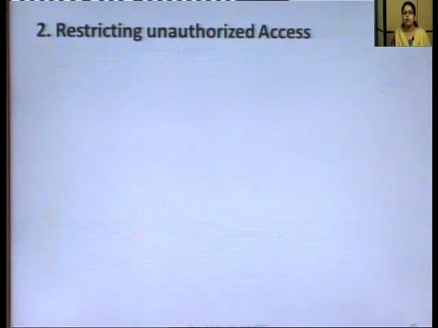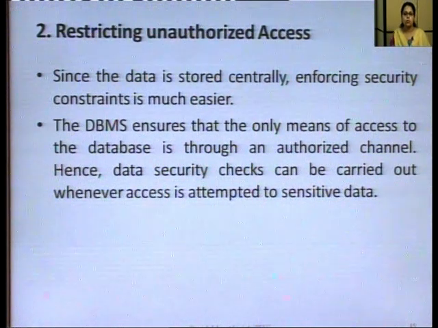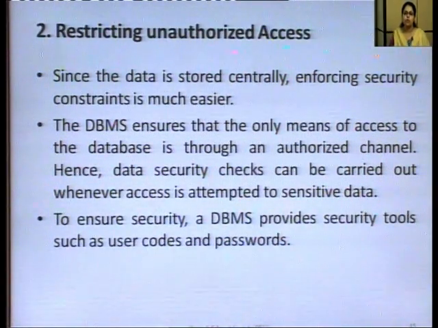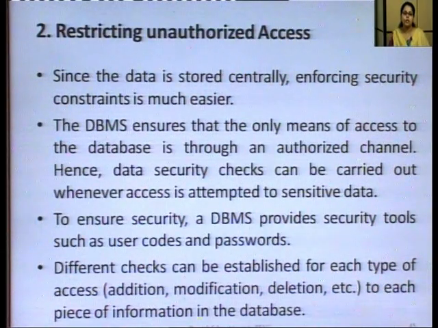Second one is restricting unauthorized access. Since the data is stored centrally, enforcing security constraints is much easier. DBMS ensures that the only means of access to the database is through an authorized channel. Hence, data security checks can be carried out whenever access is attempted to sensitive data. To ensure security, DBMS provides security tools like usernames, user codes, and passwords. Different checks can be established for each type of access, like for a user who wants to do addition, for a user who wants to do modification or deletion in the database, to each piece of information in the database.